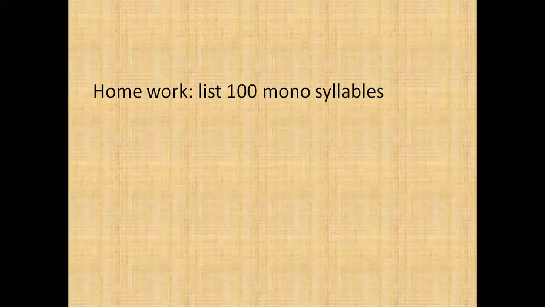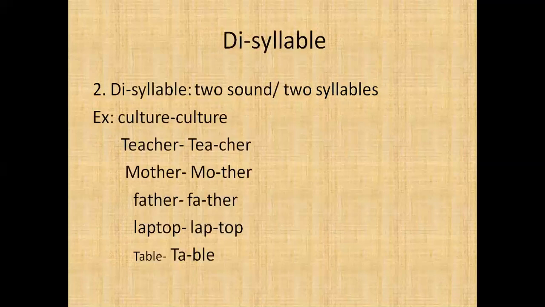Now I move on to another important term. We discussed monosyllable. What is next? The next one is disyllable. Di means two syllables. So the words which have two sounds are called disyllables. See how many sounds there are? Two sounds and two syllables. When we divide the word, we can find two syllables.